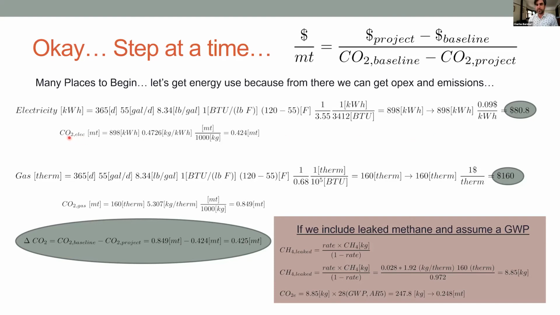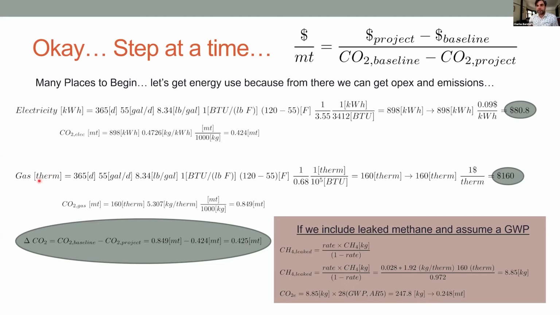How much CO2 do we emit? Well, that's the energy multiplied by the carbon intensity of that energy. So 898 kilowatt hours of energy multiplied by 0.4726 kilograms per kilowatt hour carbon intensity. Converting that to metric tons with 1 over 1,000, and we emit about a half metric ton of carbon dioxide per year with that heat pump water heater.